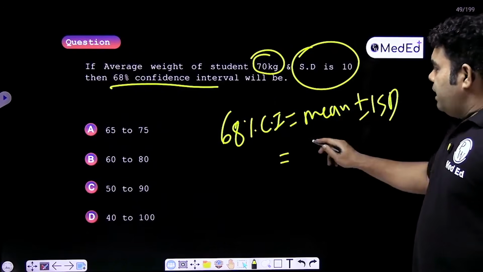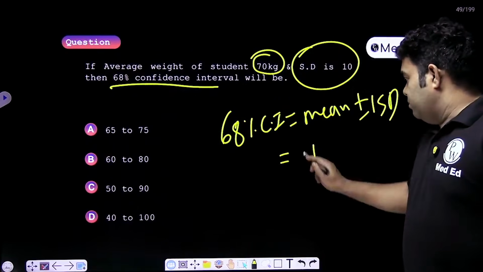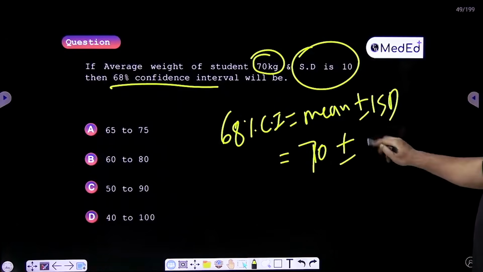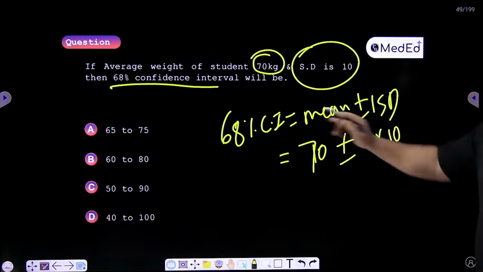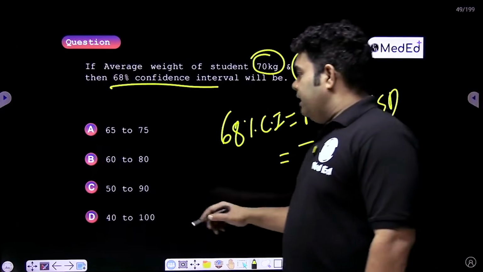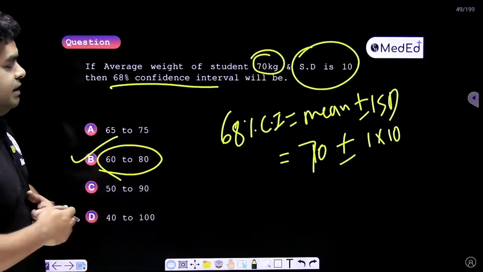Simple. Mean is what? 10. No, mean is 70 kg, not 10. So mean is 70 kg and standard deviation is 10. So you will not multiply anything with 10 because it's 68%, and 70 plus minus 10 is 60 to 80. So 60 to 80 is the 68% confidence interval.